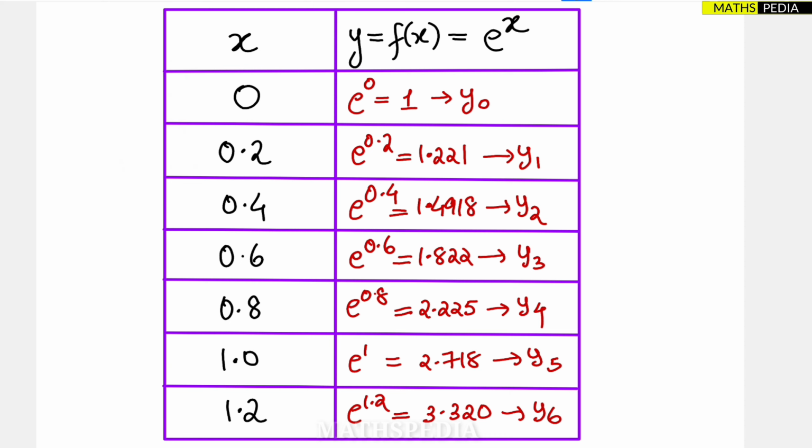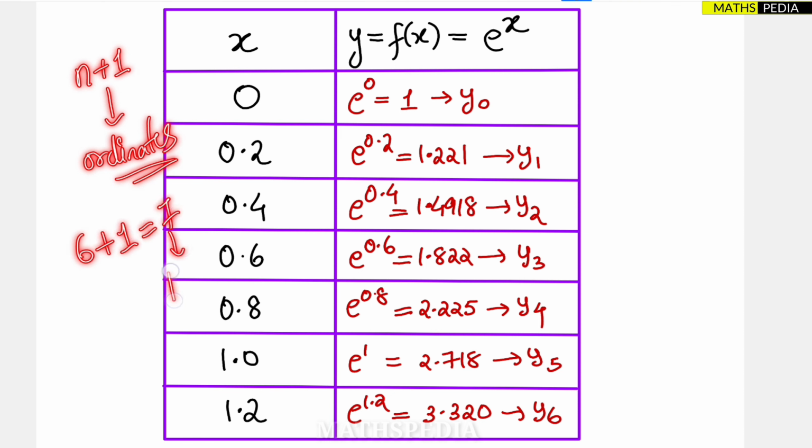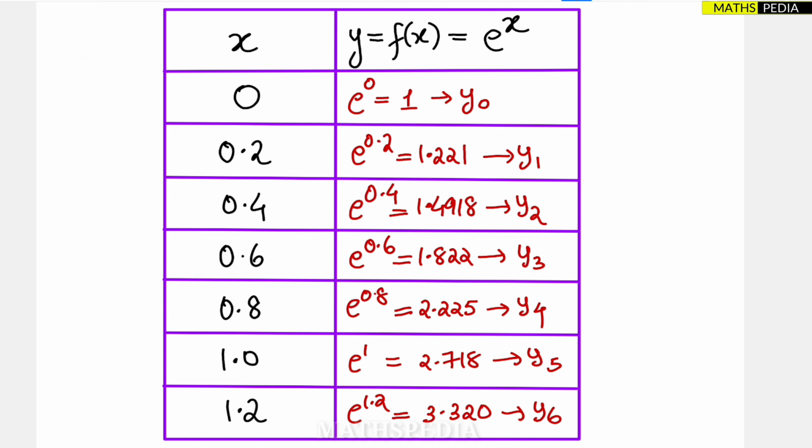Or in other words, you can remember, if I add 1 to the interval, I'll get the ordinates or the points, right? For example, in this case, how many intervals? 6. If I add 1, I'll get 7, which is nothing but the points or the ordinates, right? This also you can remember, because some of the questions won't mention the intervals. Instead of that, they will give you the ordinates. So subtract 1 in order to get the interval.